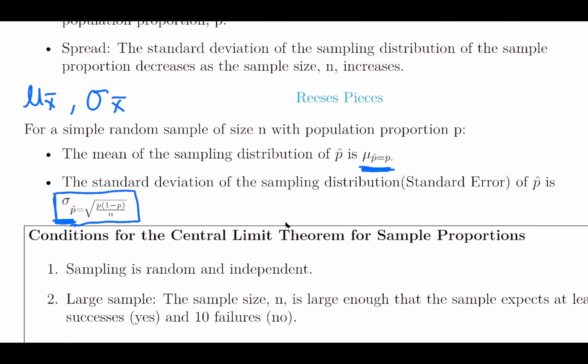Our standard error is equal to the square root of p times 1 minus p, divided by n. So mu of p hat is equal to p, and sigma of p hat is equal to the square root of p times 1 minus p divided by n. Any question in regard to mu of p hat or sigma of p hat?